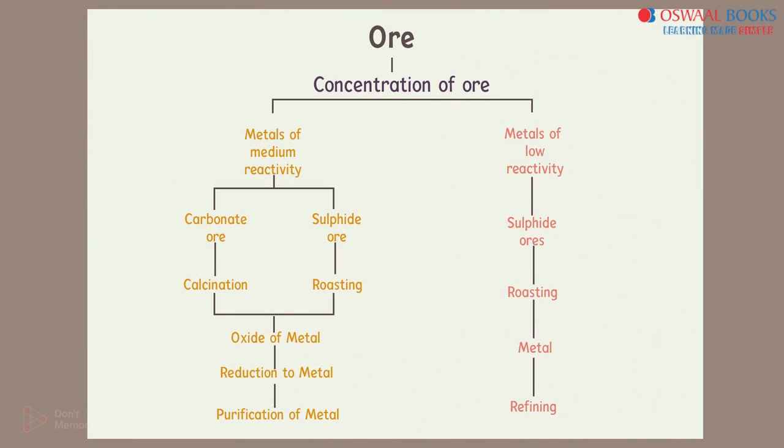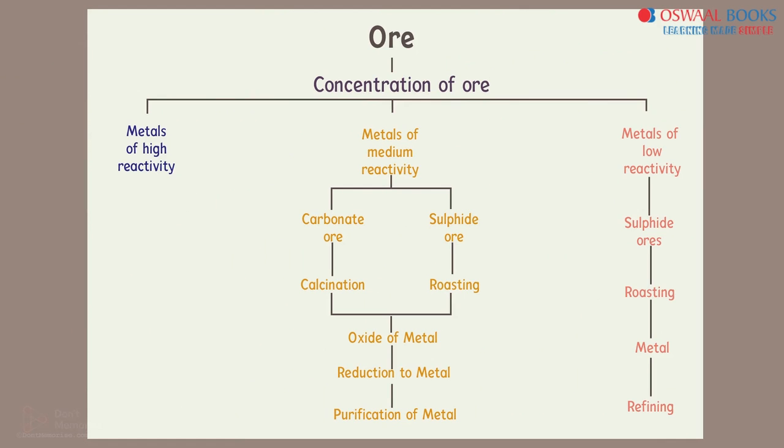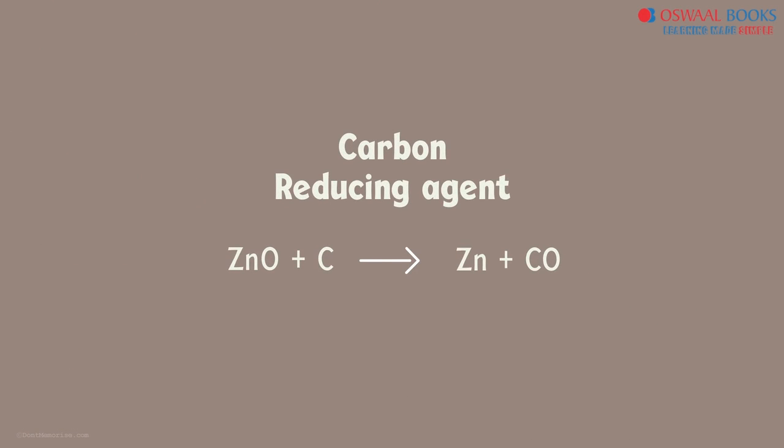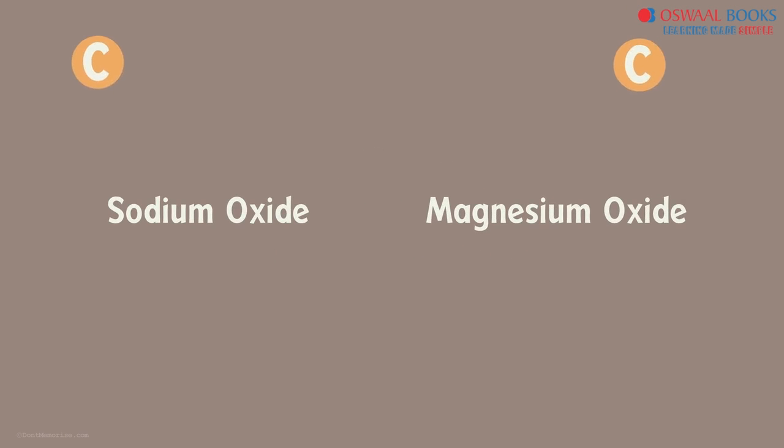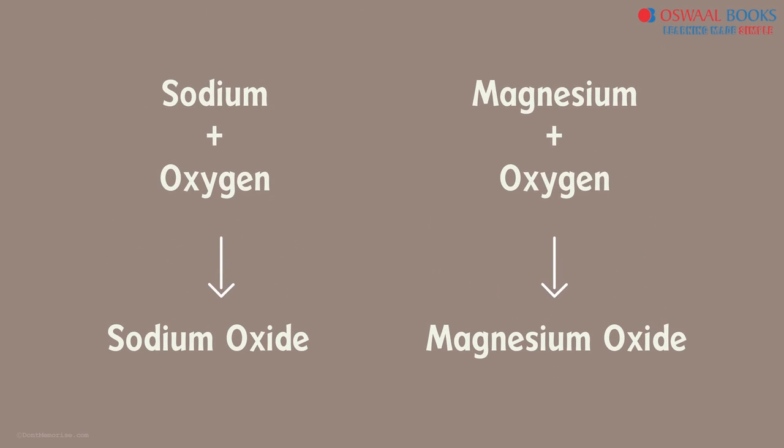All of the methods we've seen so far to extract metals cannot be used to extract metals high up in the activity series. Do you remember we'd used carbon as a reducing agent? But carbon cannot reduce the oxides of sodium or magnesium. Why does that happen? It's because these metals have more affinity for oxygen and not carbon.